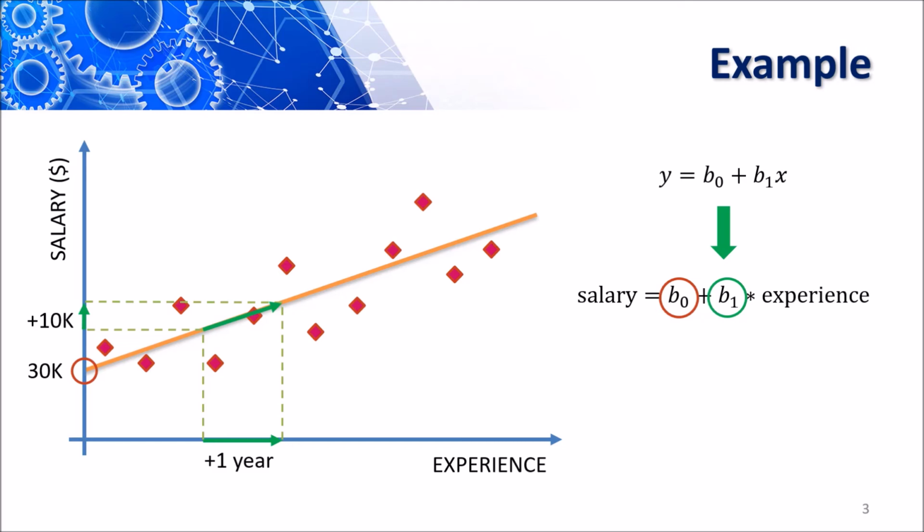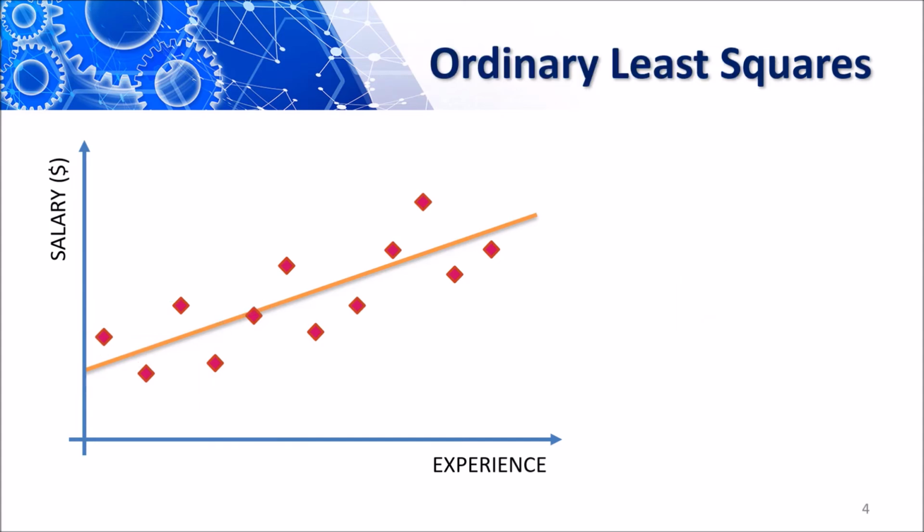So if the coefficient b1 is less, then the slope will be less. That means the salary increase will be less for every year of experience. If the slope is greater, then that means the experience will yield more increase in salary, and that's pretty much it. That's how a simple linear regression works.